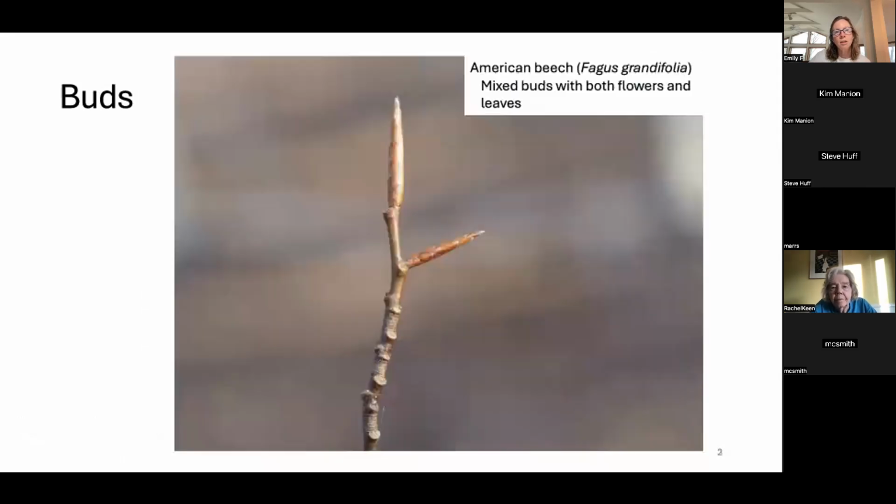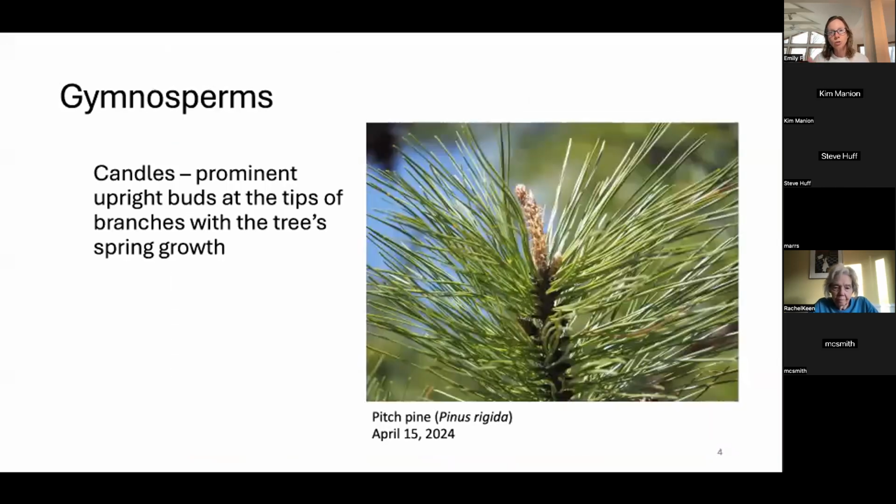Our next one is the American Beech, and these buds are about an inch long and they're covered in scales. They can be really impressive to look at. But when these buds open, we get leaves and flowers that come out of these buds. So this is one bud that's providing everything. And I'll try and mention that as we go through. But I did want to talk about how we have different types of buds on trees as we are out looking at them. And the other thing that we should talk about is gymnosperms.